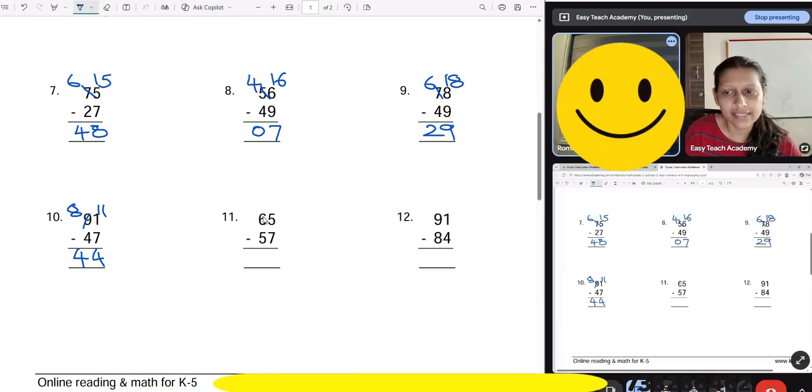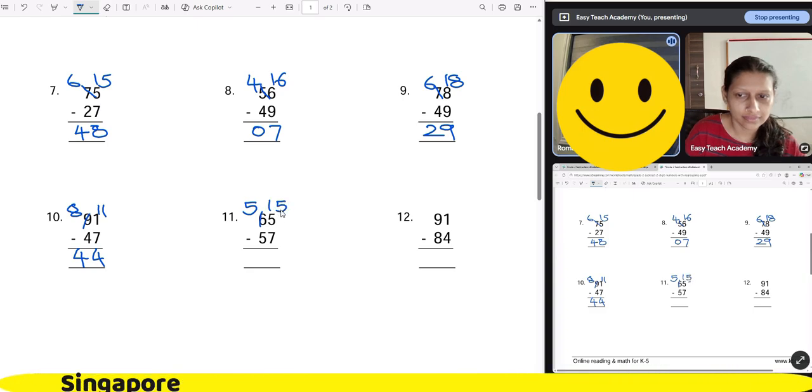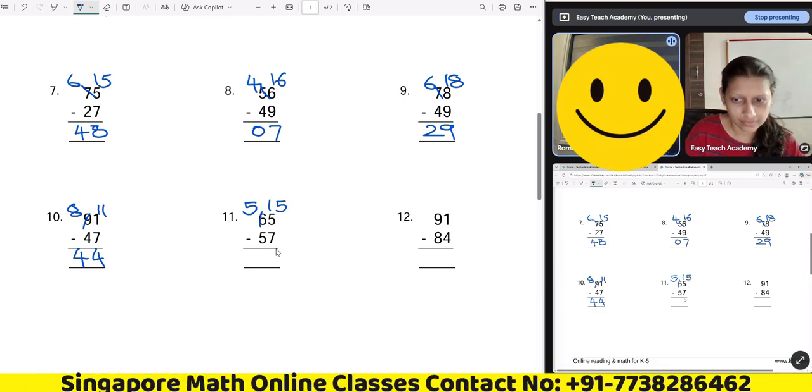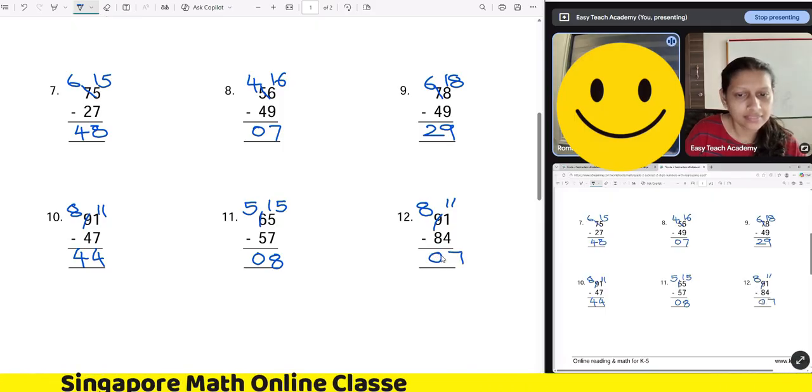Right. Next sum. 6 minus 1 equals 5. 5 turned into 15. 15 minus 7 equals 8. 5 minus 5 equals 0, so the answer is 8. Good. Next. 9 minus 1 equals 8, and 1 turns into 11. 11 minus 4 equals 7. 8 minus 8 equals 0, so the answer is 7.